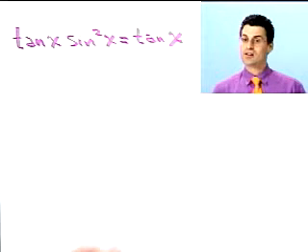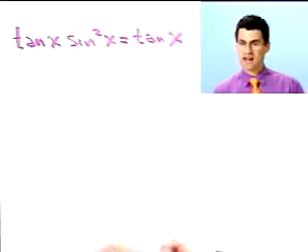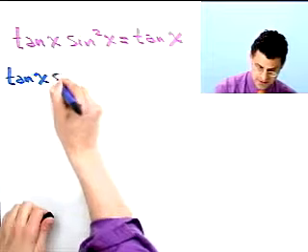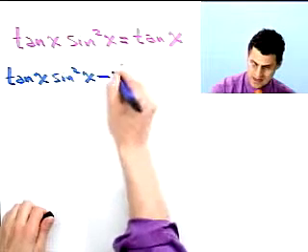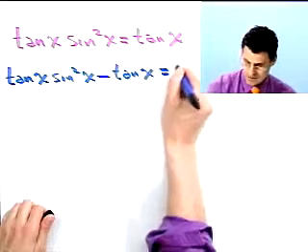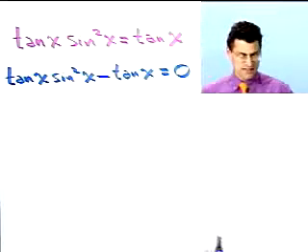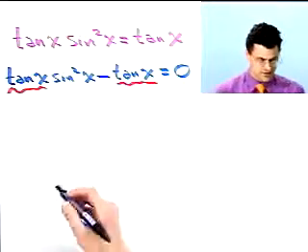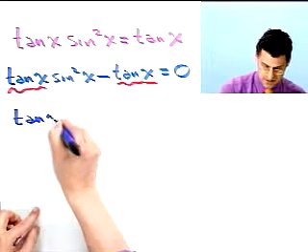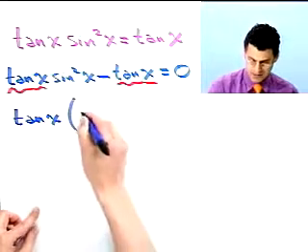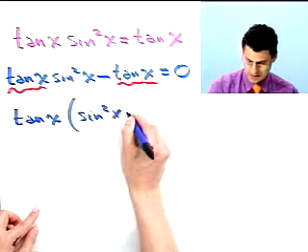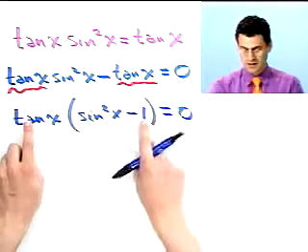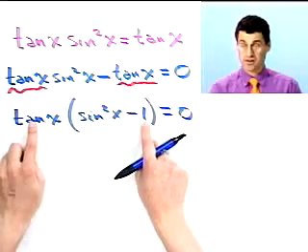Better is to factor. So what I'll do is bring everything over to the left-hand side and have this thing equal 0. If I do that, I see tangent x times sine squared x minus tangent x equals 0. And now I see a common factor of tangent x, and I can factor that out. So I see tangent x times, and what am I left with? Sine squared x minus 1 equals 0, right? Because if I distribute, that gives me the tangent x here, so that minus 1 is necessary.